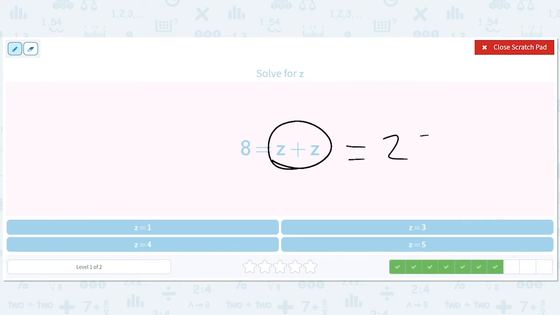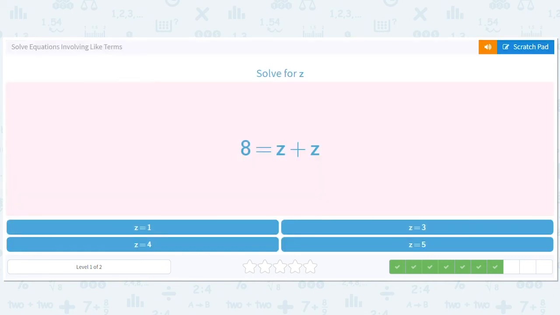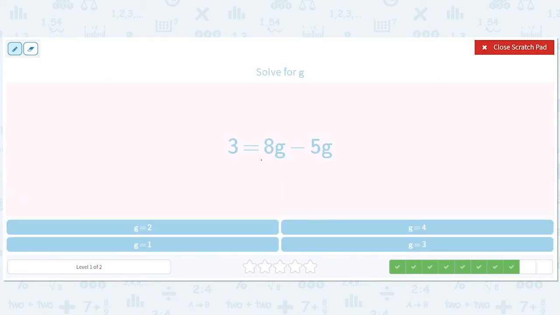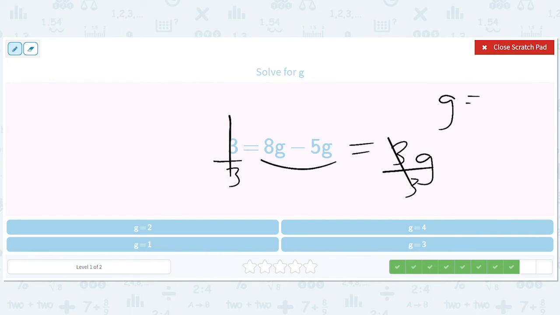Z plus Z is 2Z, divided by 2, divided by 2, equals 4. Z equals 4. 8G minus 5G. This is 3G, divided by 3, divided by 3. We get G equals 1.